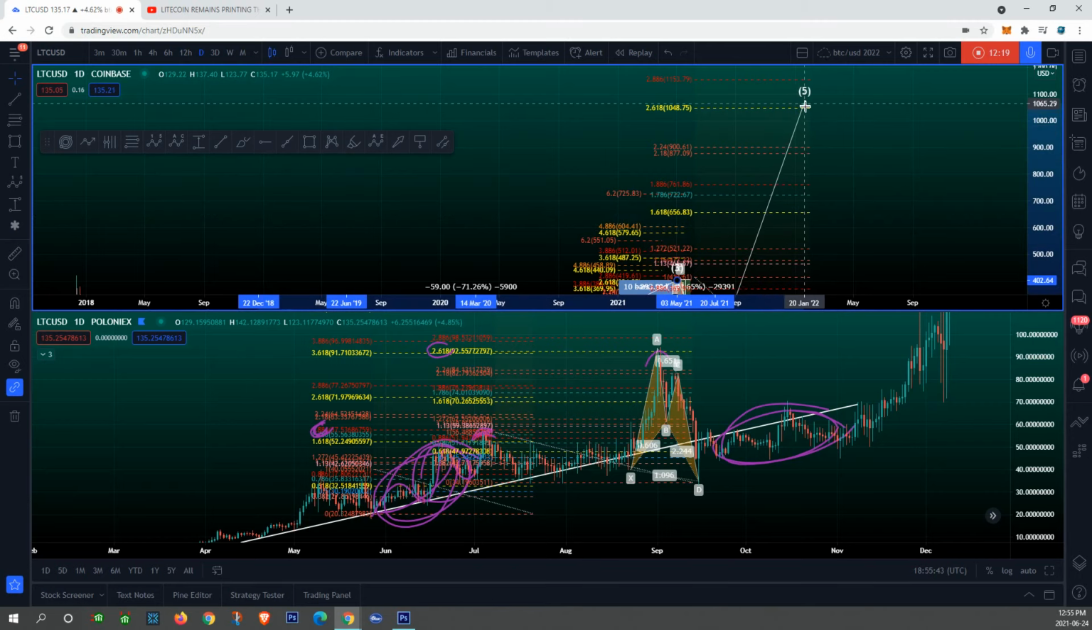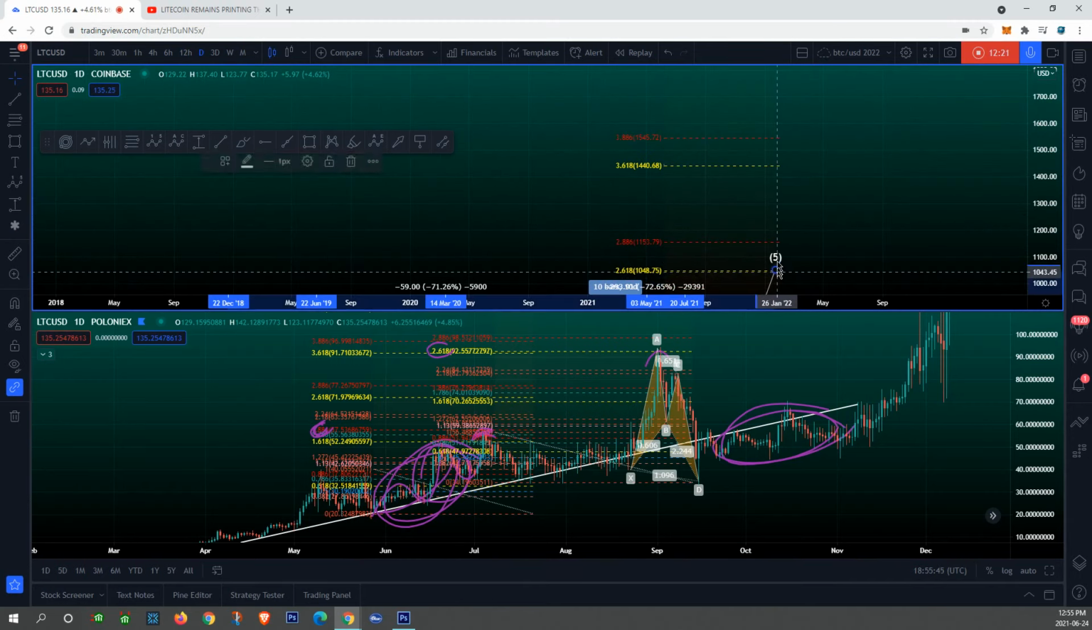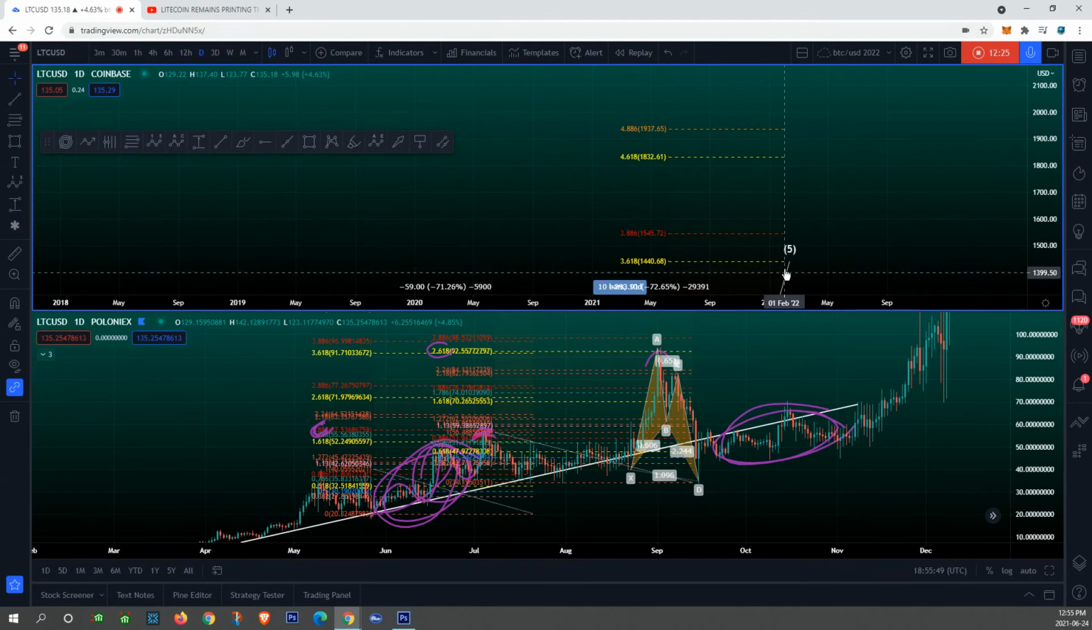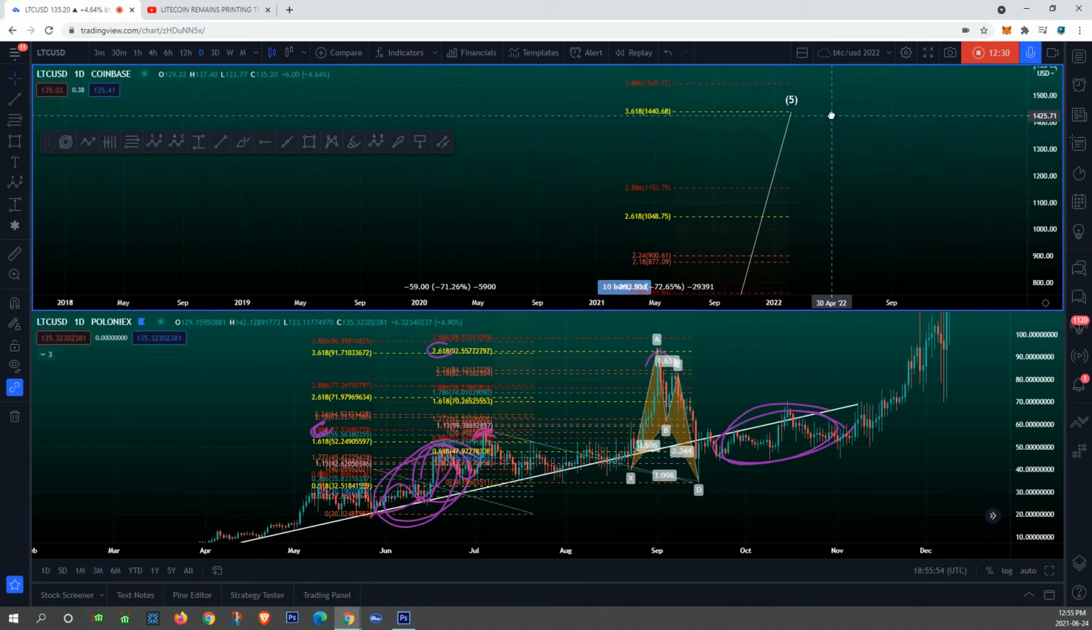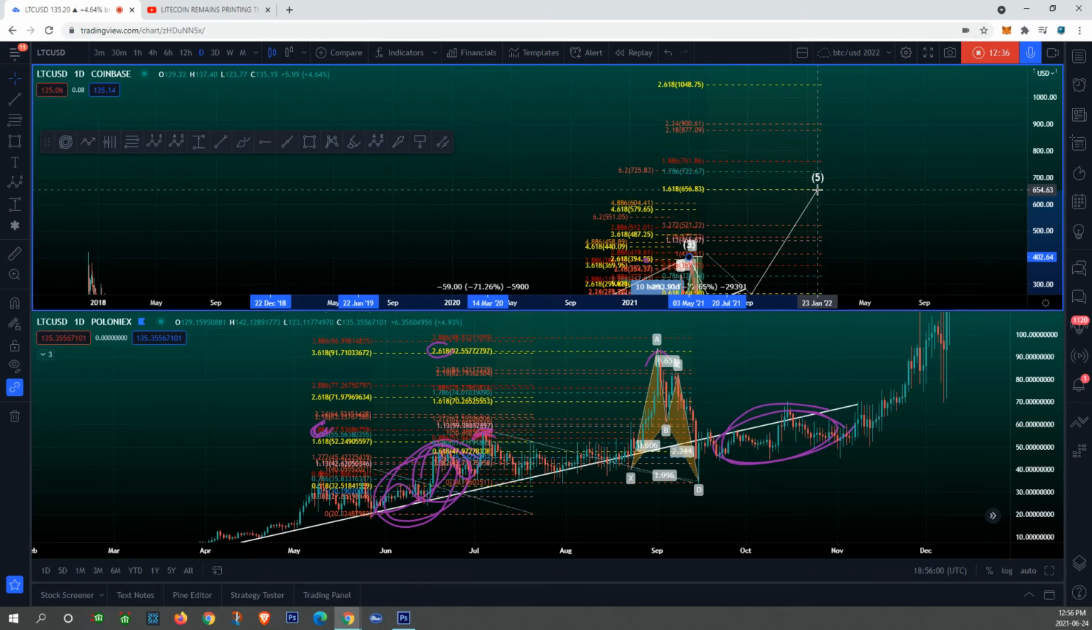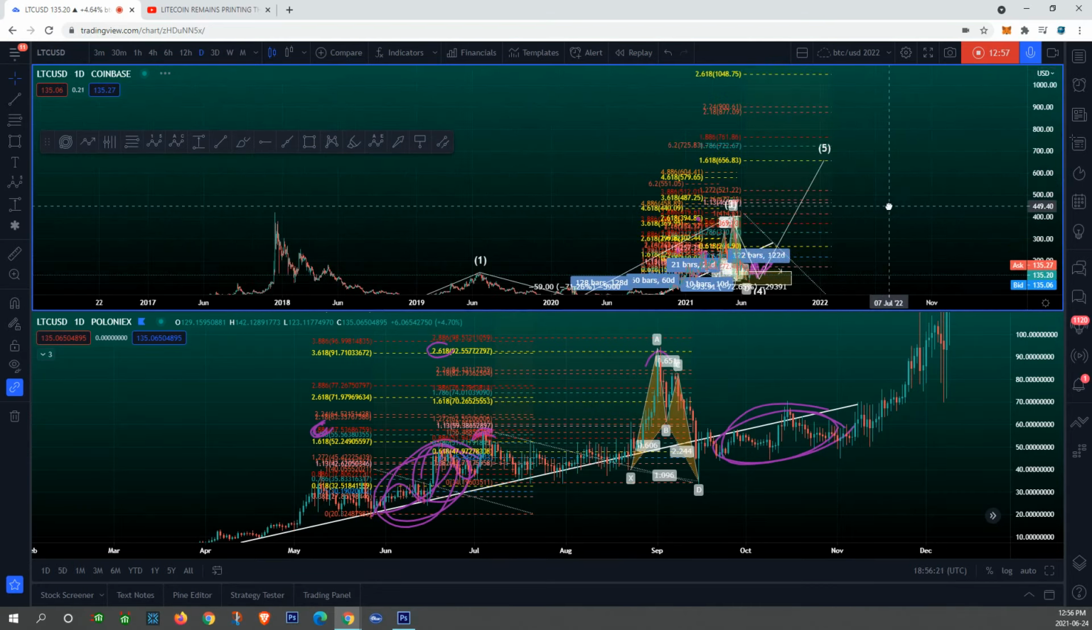Second extension is at 1,000. And it can go on to the 3.618 to 1440 and even the 4.618 Fibonacci level at 1800. We're going to stick safe and see how the 1.618 at $600 reacts. If it breaks through, then know that we're heading to that $1,000 mark. However, right now, this is way too early to be analyzing. However, this is me just giving you an idea of what's going to happen in the long term.